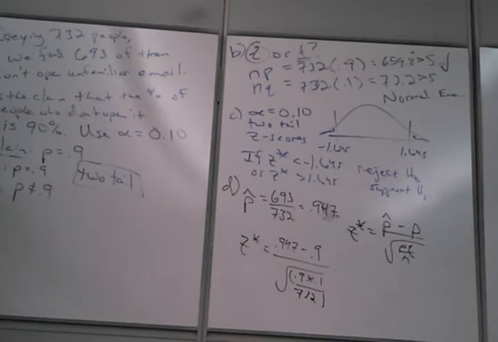All right, let's see how to put that in there. 0.947 minus 0.9 over. You want to put it all in at one time, which is an excellent idea. You have to put parentheses around the top. Then your square root, you don't close it till you get everything in there. 0.9 times 0.1 over 732. All right, so I get that. So you guys get 4.24.